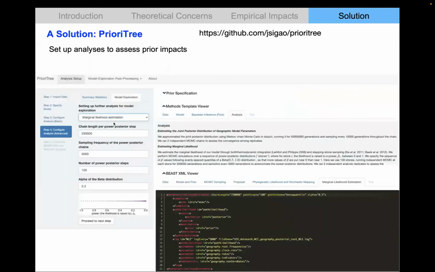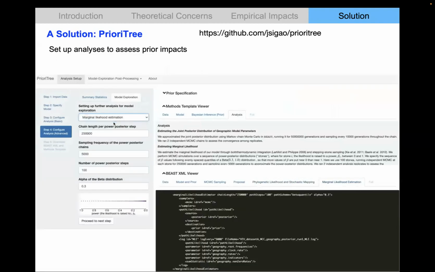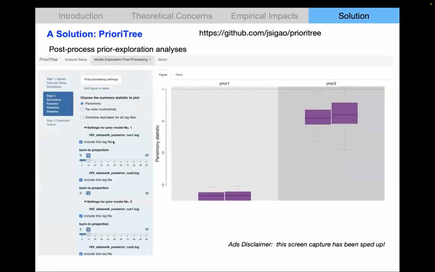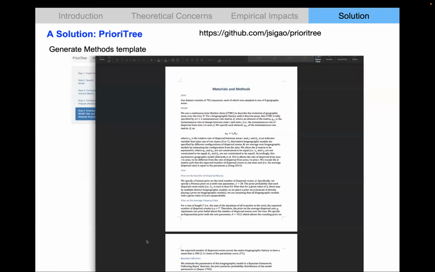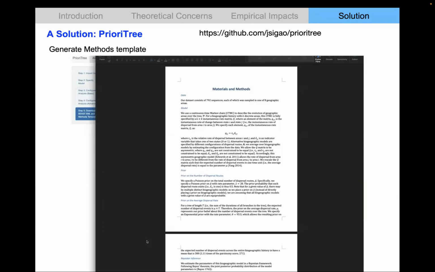PriorTree also helps users set up BEAST analyses that assess prior impacts, following the approach I took in this study, including robust Bayesian inference, marginal likelihood estimation, data cloning analysis, as well as posterior predictive checking. It also provides functionality to summarize this analysis as figures or tables. At the end, it even writes a method section for you according to your specification, intending to facilitate explicit communication of prior usages and make the studies more reproducible.